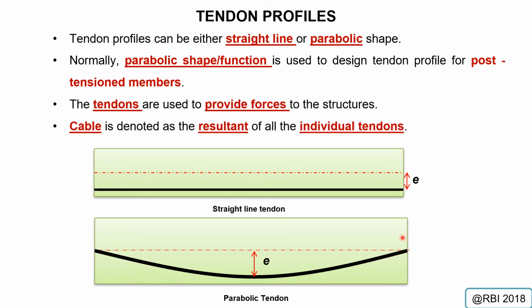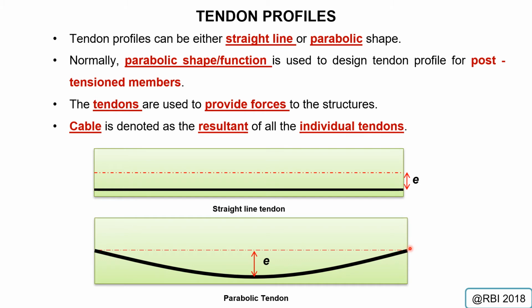Right? So in the figure below, you will see a straight line. You will see a dotted red line along the length of the beam, which normally represents the neutral axis of the beam section. Okay, and the second line in the second figure is the parabolic tendon. You will see there is a kind of deflection.